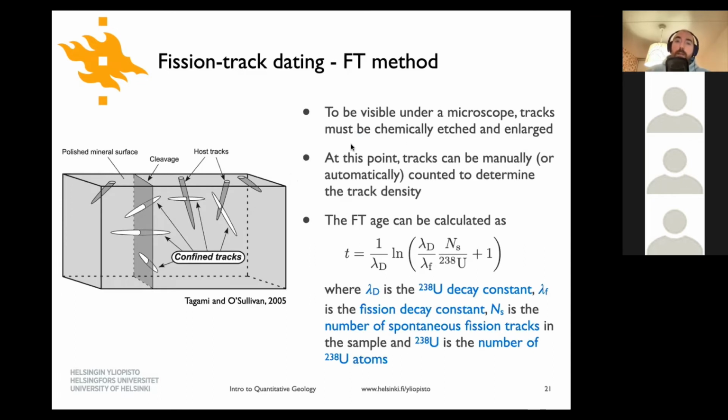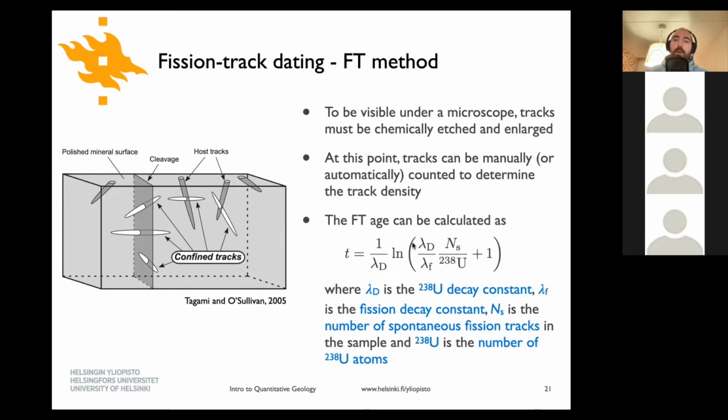So yeah, as mentioned here, in order to see these damage trails, we have to basically enlarge them to see them under a microscope, and that's done by immersing a cut surface of the sample in some acid, which flows into these tracks and enlarges them. And then they can be counted either by hand, or there are some methods now being used for automatic calculating of these damage trails to get an age.